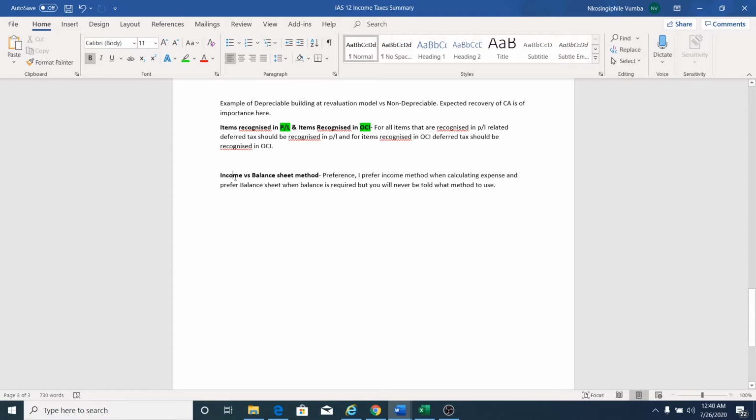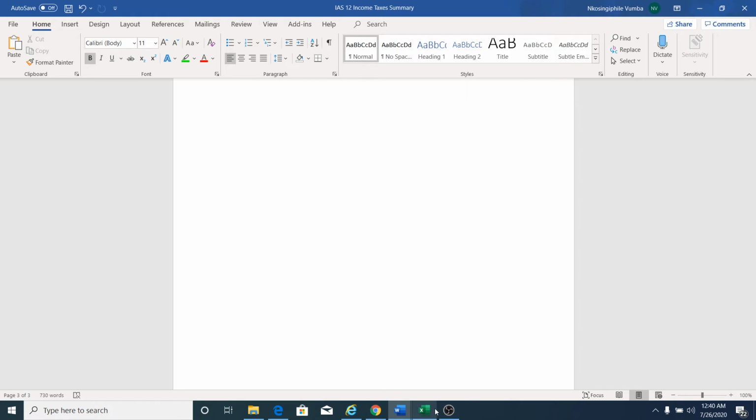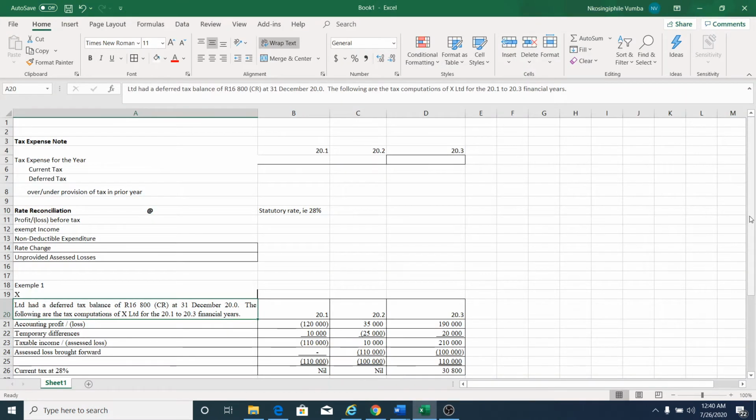Obviously there is no exam paper that's going to tell you to use the income method or the balance sheet method. You decide for yourself which one you think is going to be best, which one you think is going to be quick. Now let's move to this.